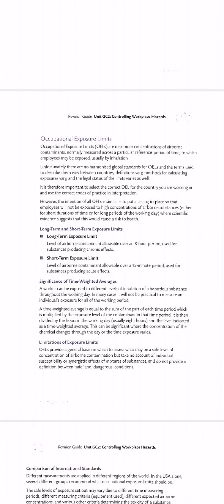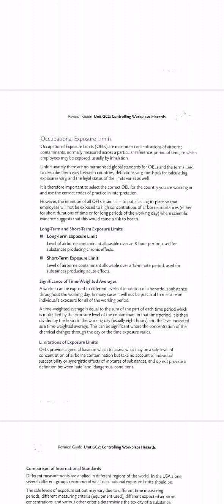Then I'm going to talk about occupational exposure. What is occupational exposure? Exposure means that you are exposed to certain danger: you are exposed to radiation, you are exposed to toxins. Exposure means you are exposed to something. Then occupational exposure limits, that is OELs: the maximum concentration of an airborne contaminant, normally measured across a particular reference period of time, to which an employee may be exposed, usually by inhalation.